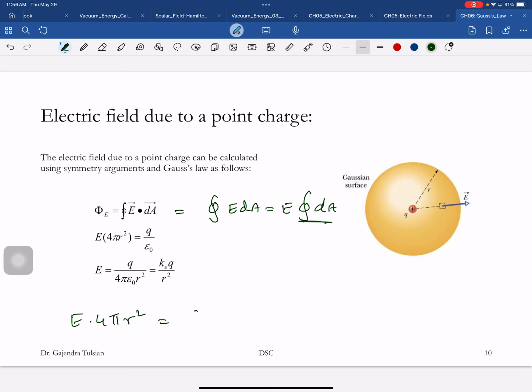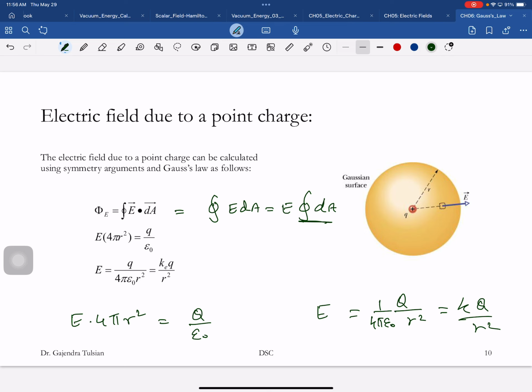And that's equal to the charge inside divided by epsilon. So the electric field is Q divided by 4 pi epsilon naught, divided by r squared. Okay. And that was the electric field of a point charge.